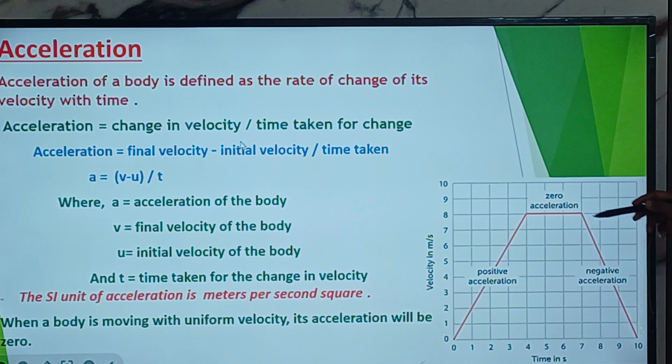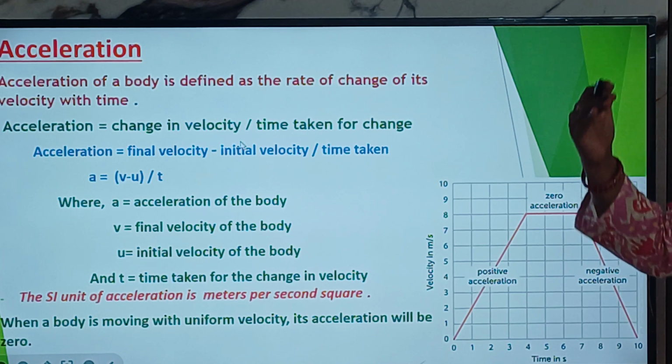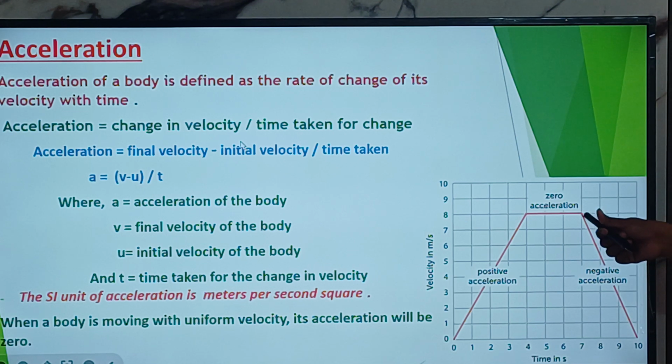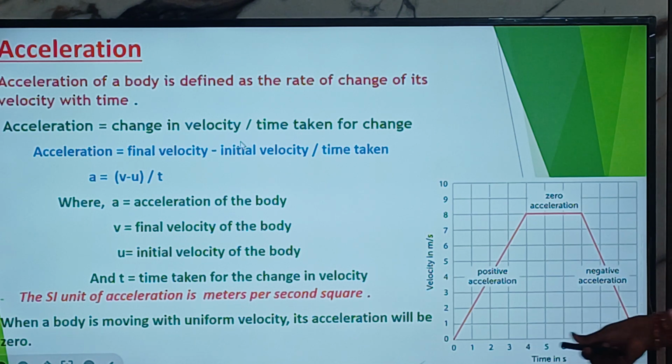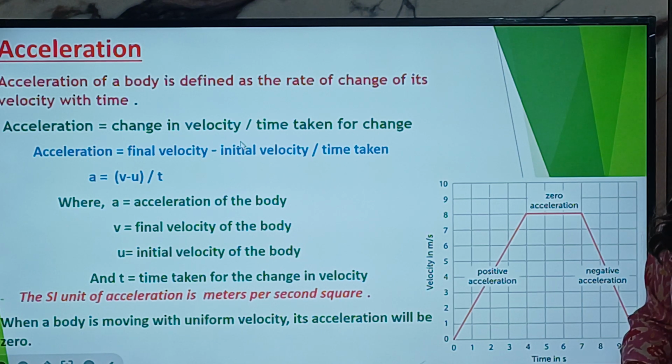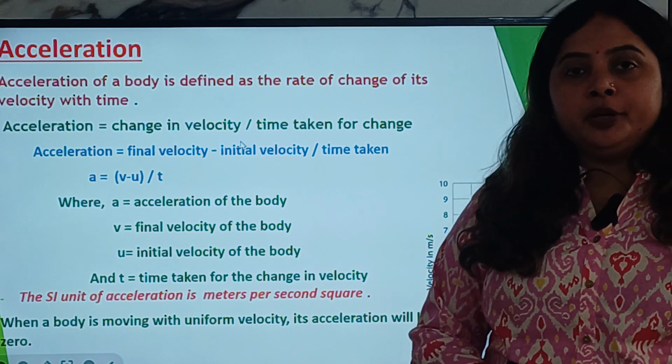Okay. Now, coming to negative acceleration. What is negative acceleration, children? Suppose we are moving with a certain velocity and we apply the brakes. After applying the brakes, what will happen? Our velocity will decrease. So when our velocity decreases with respect to time interval, that is known as negative acceleration. I hope this point is clear to you. Okay, children, if you have any doubt, you can comment.